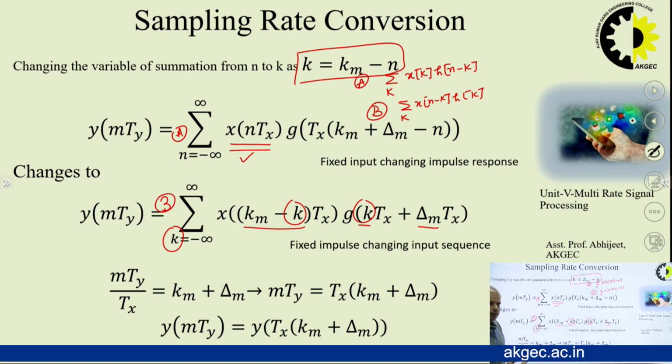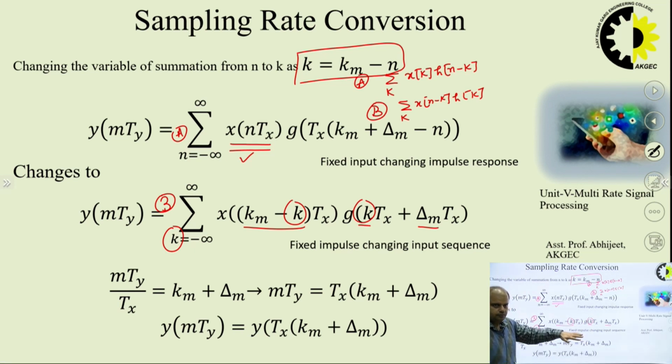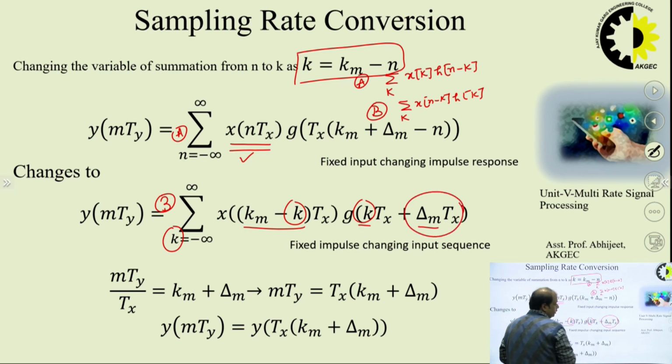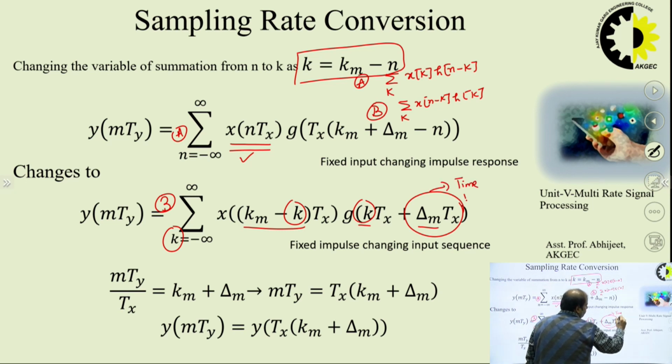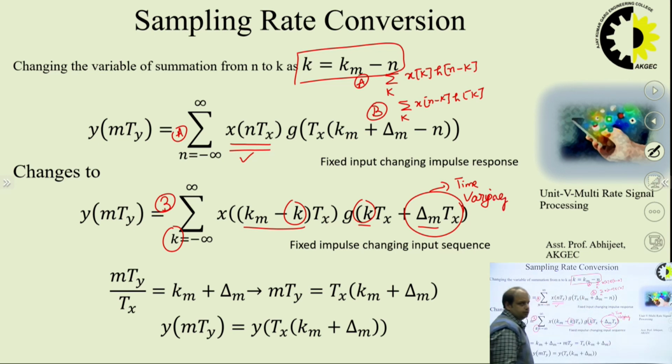So there are two ways of interpreting the same result: either I shift the input and multiply by the fixed filter impulse response, or I keep the input constant and multiply by shifted versions of the filter. Also, since it is not only kTx and there is something other that also remains here, it is generally time varying. The system is linear but time varying. It is not time invariant; it is a time varying system.